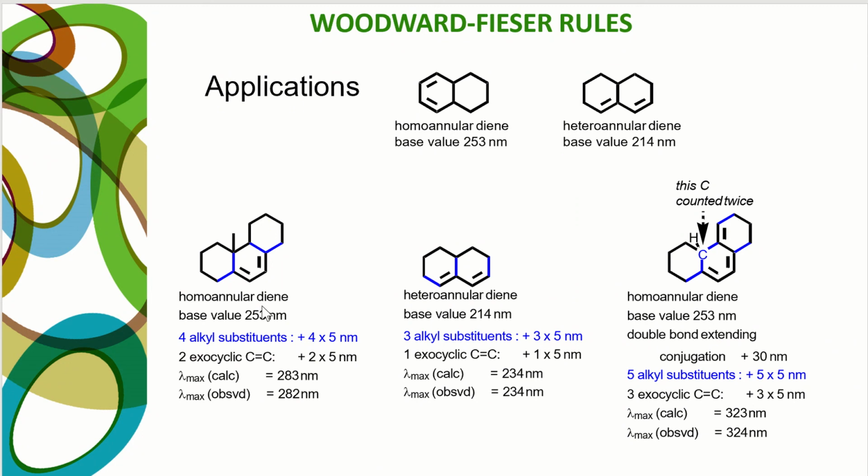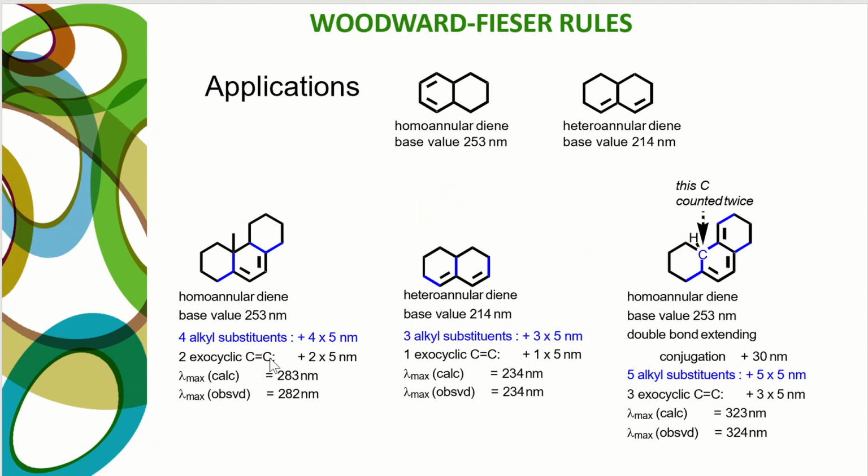So for our homoannular dienes, we're going to do the same as we did previously with these homoannular dienes and heteroannular dienes. We're going to do their calculated lambda max and then compare it with the observed lambda max. All right, so here we have a homoannular diene and the base value therefore is 253 nanometers. So we add to that 4 alkyl substituents, that is 1, 2, 3, and 4. So we multiply that by 5 nanometers.